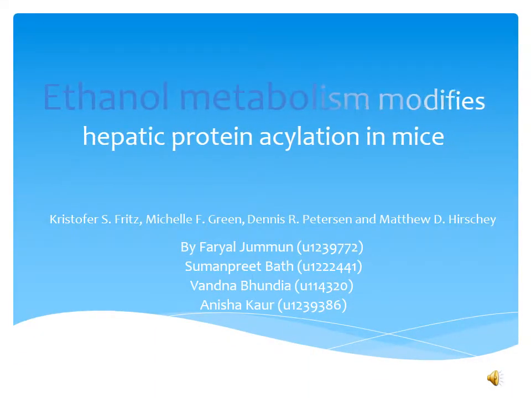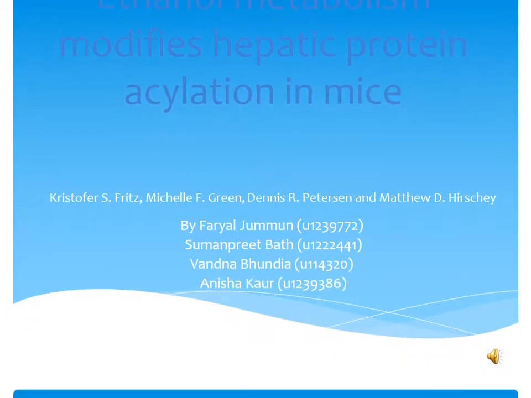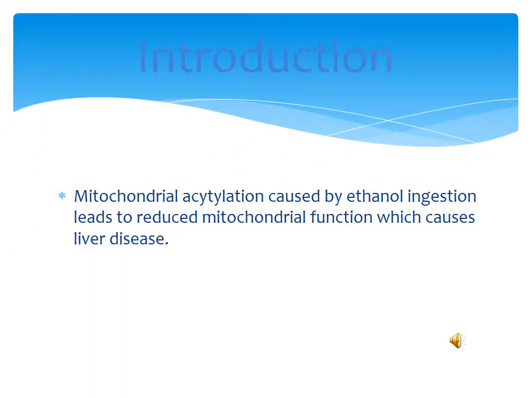Ethanol metabolism modifies hepatic protein acylation in mice. Mitochondrial protein acylation increases in response to chronic ethanol ingestion in mice and is thought to reduce mitochondrial function and contribute to the pathogenesis of alcoholic liver disease.